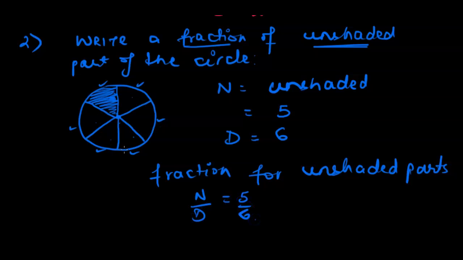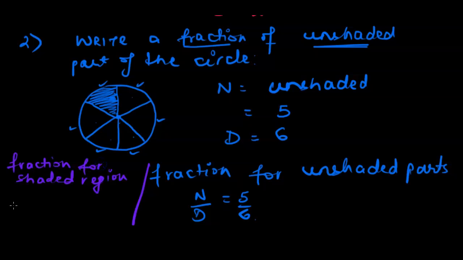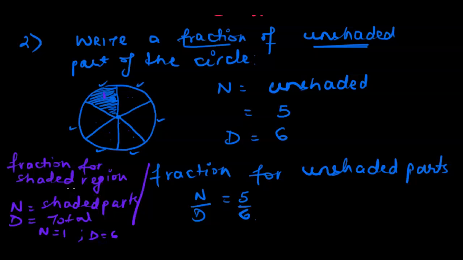If in the same question you're asked to write the fraction of the shaded part, or the fraction for the shaded region, then your numerator is going to be equal to the number of shaded parts. The denominator is always the total, and here the shaded portion is 1, so the numerator is 1. The denominator is how many parts you have in the circle: 1, 2, 3, 4, 5, 6. So the fraction for the shaded region is 1 out of 6, and this is how you write a fraction.